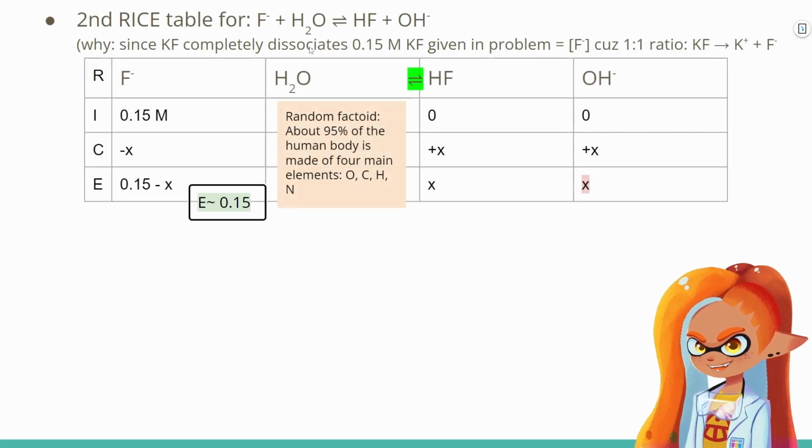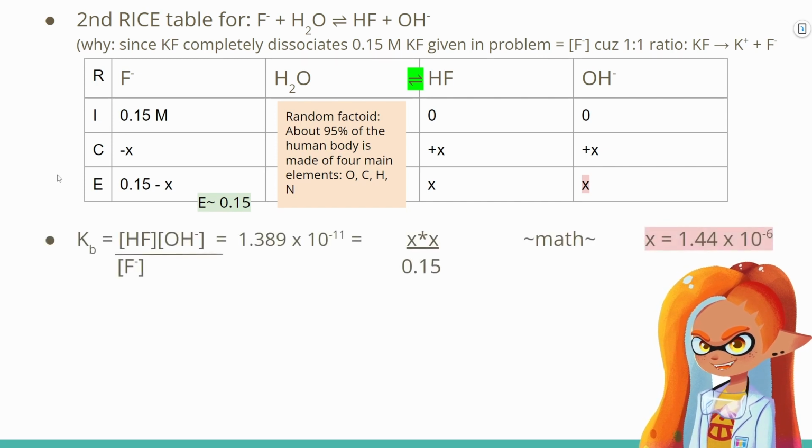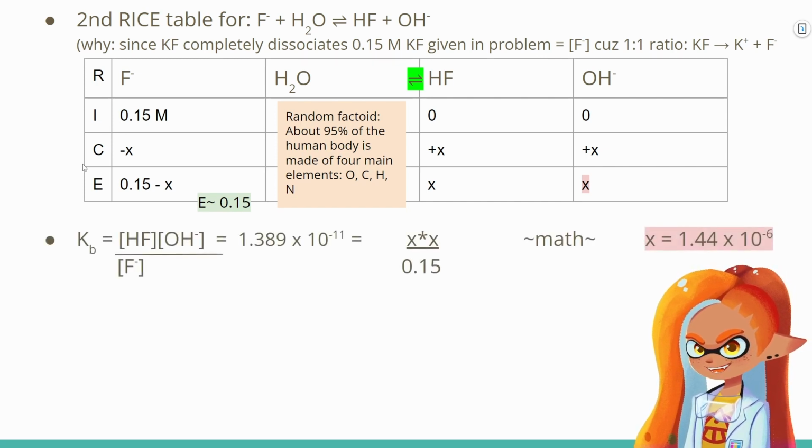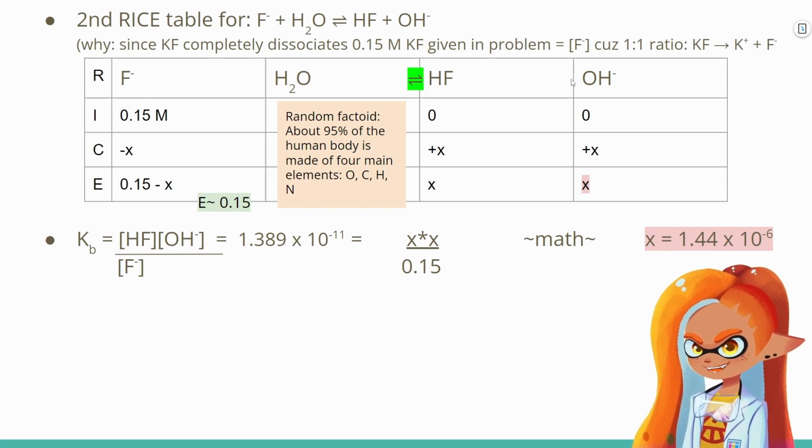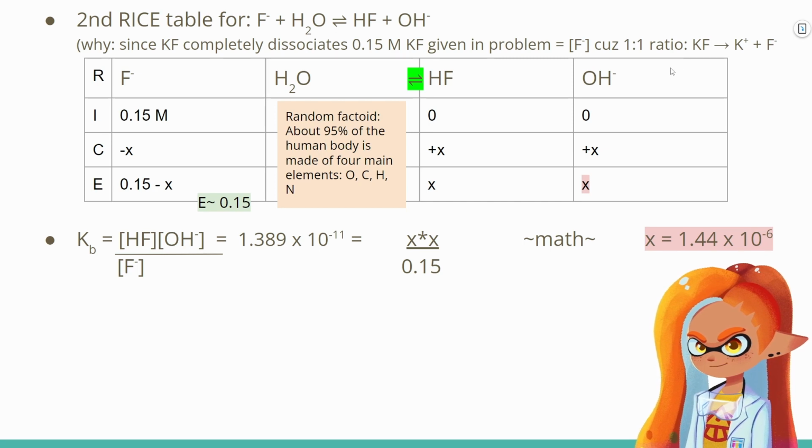Okay, so again, we have our RICE table. We have this shortcut, so we rounded that there since x is negligible. Again, if you didn't notice the shortcut, the math is the same. It's just slightly more complicated because you have to deal with more x's. Okay, so I set up my KB because this is acting again like a base. And so we have our weak acid, we have our hydroxide, and then we have our base.